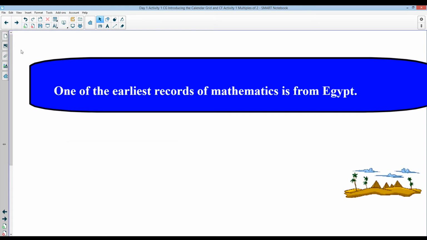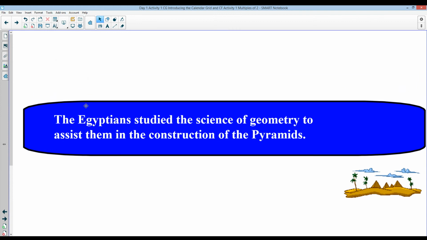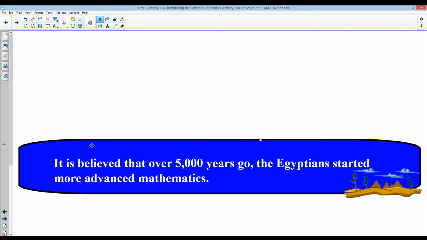So why we're going into that a little bit is that one of the earliest records of math is from Egypt. So a lot of our math started there. So we're going to look at some of the foundations or early history of math. The Egyptians studied the science of geometry too to help them build the pyramids, and they were super accurate with that too. And around 5,000 years ago, they started more advanced math.